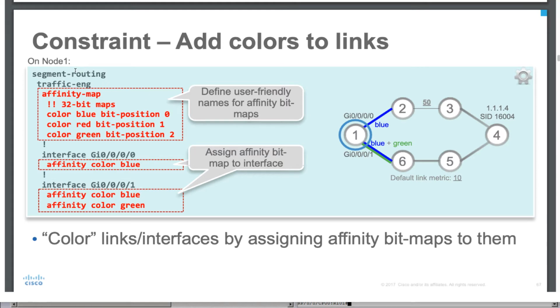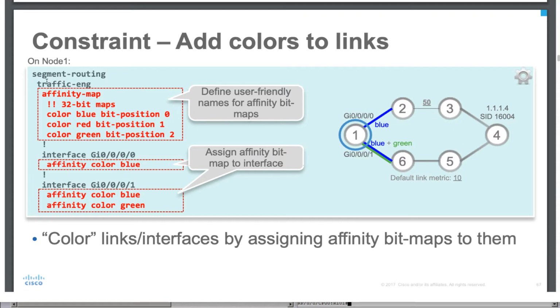To create an affinity map, let's take a look at this topology. In this topology there are 6 routers, and let's say router 1 is interested in going to router 4. Router 1 has 2 possible paths: either the top path, that is the gig 0 interface, or the bottom path, gig 01. Now we want to include or exclude certain links, which means we have planned to use affinity. So on all the routers, we will create an affinity map.